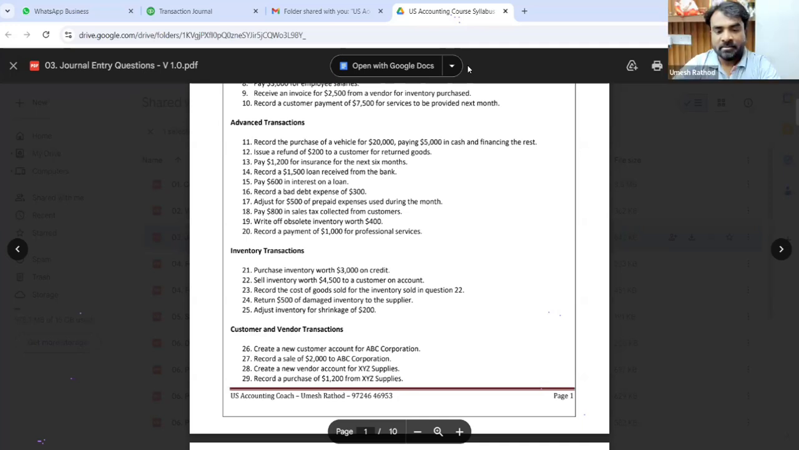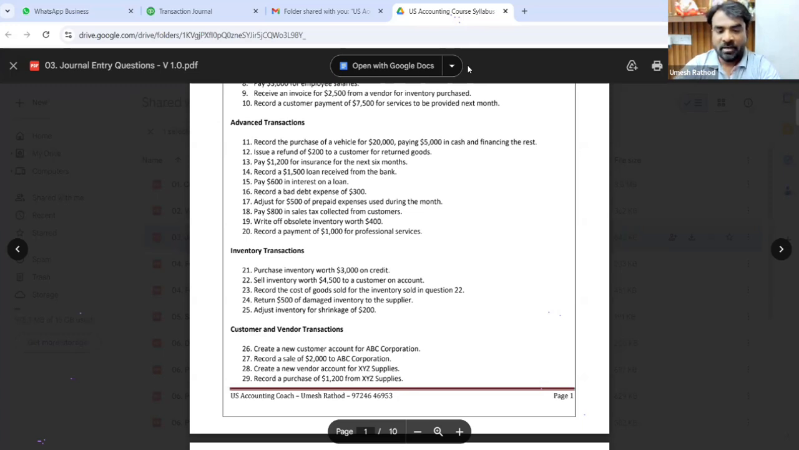Now record bad debts of 300. So we are going with very simple transactions. Don't want to make it much confusion. Bad debts, that is your expense. So you just have to debit it and you have to credit accounts receivable. That's the simple transaction we are going for now.